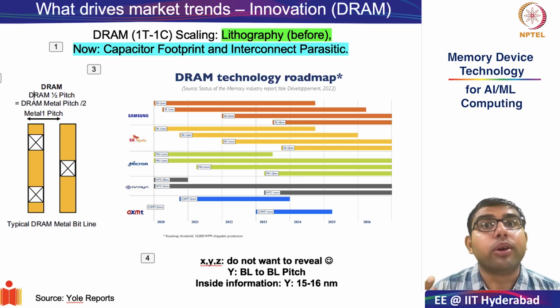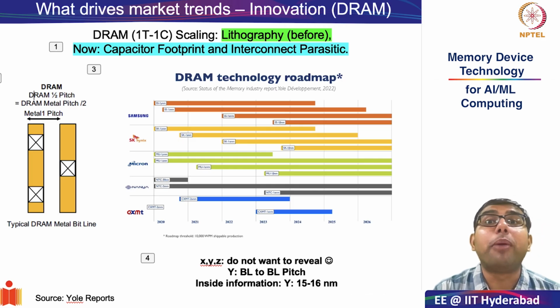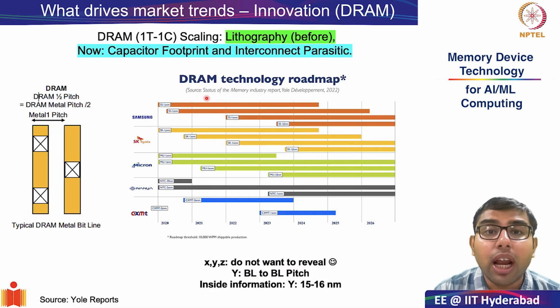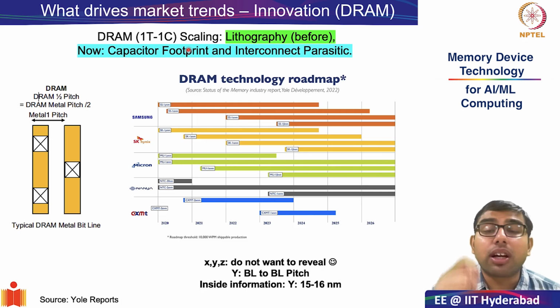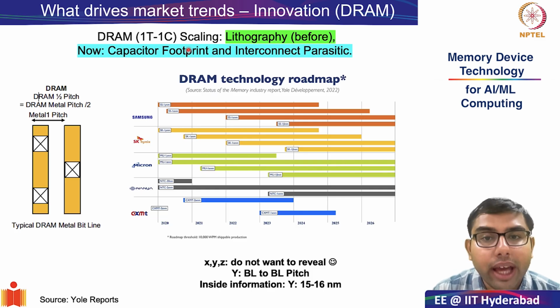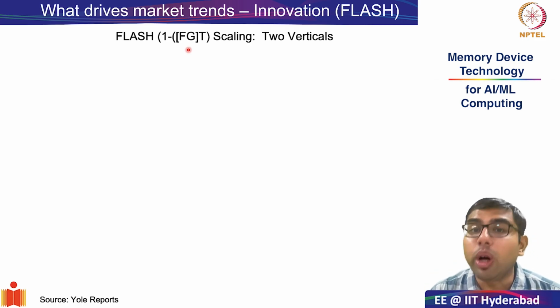So in the ending stages of the previous session, we saw what is driving the technology market for SRAM and for DRAM. For SRAM, it is all about transistor scaling, whereas in DRAM, it is primarily how small you can make your 1T, 1C, the capacitor footprint, and manage your interconnect parasitics. So today we will conclude our discussion on the memory market by first looking at NAND flash and also e-NVMs.